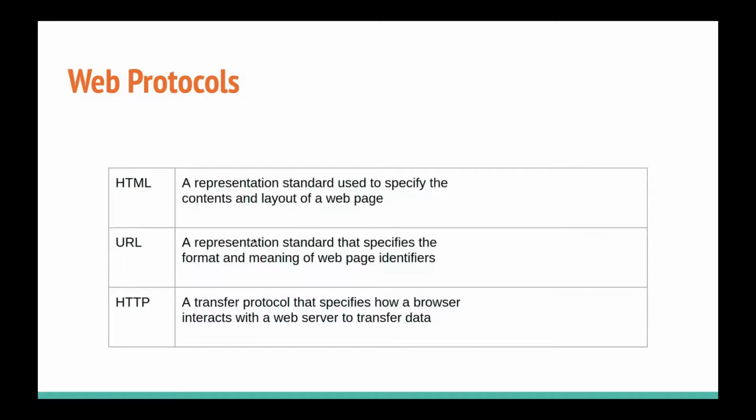All this skeleton is represented with HTML. Then there is URL. A URL is what you see in your browser address bar. And HTTP is what you have seen, like http://google.com. HTTP is the transfer protocol, the hypertext transfer protocol. We will discuss these three.